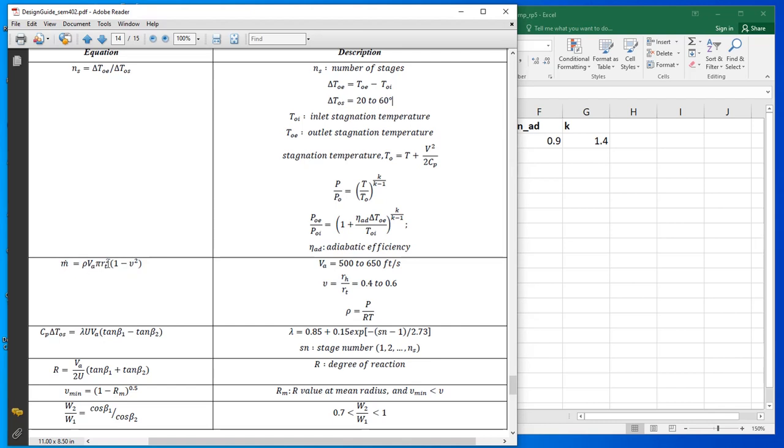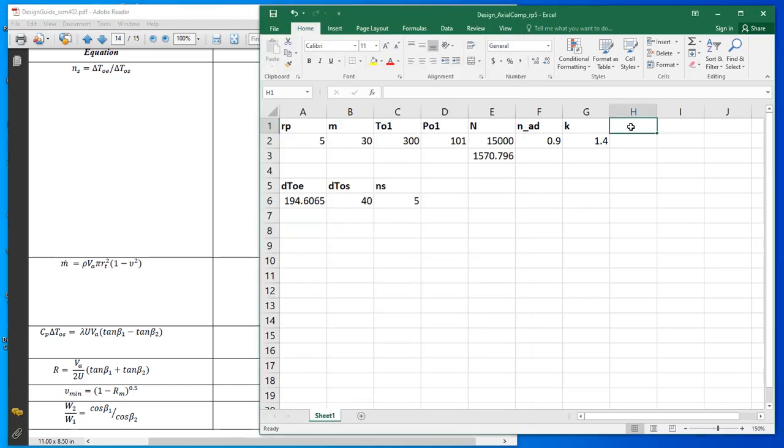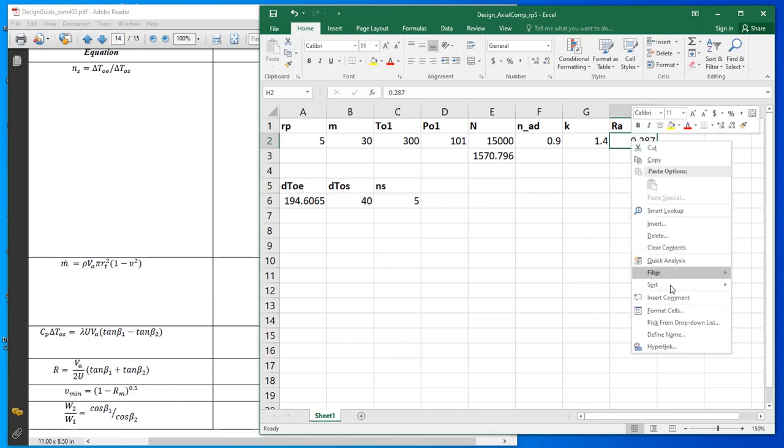VA pi R tip square 1 minus nu square. So we need to find out the value of rho, and rho is given by, so rho 1 equal to P1 by RT1, and P1 and T1, both of them are unknown. So let's go ahead and input the value for R for air, which is 0.287.